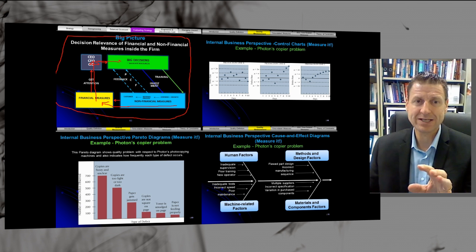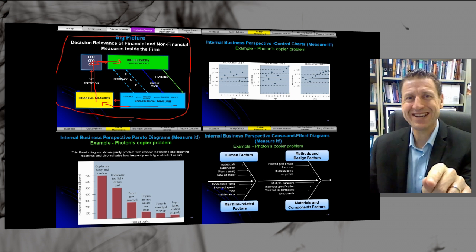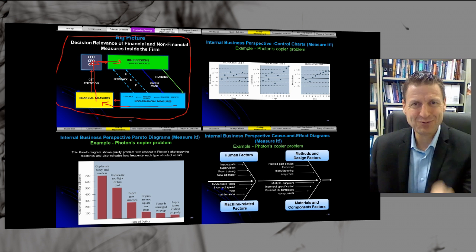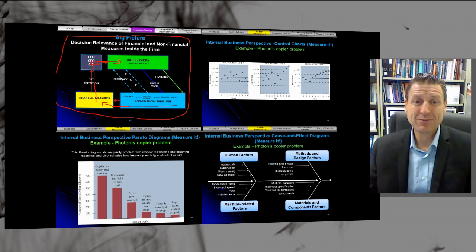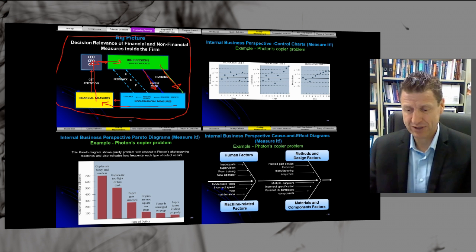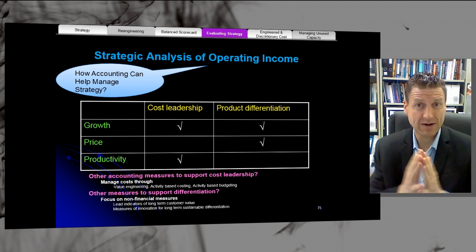Then you can convince them to make the big decisions that you need, because we know you need resources in the organization. You want more because you want to grow, and everyone wants to grow. You know that. So you want big decisions to be made. You want extra training. You want extra investment. That's what we covered in the previous section. In the next section, we're going to look at the strategic analysis of operating income.